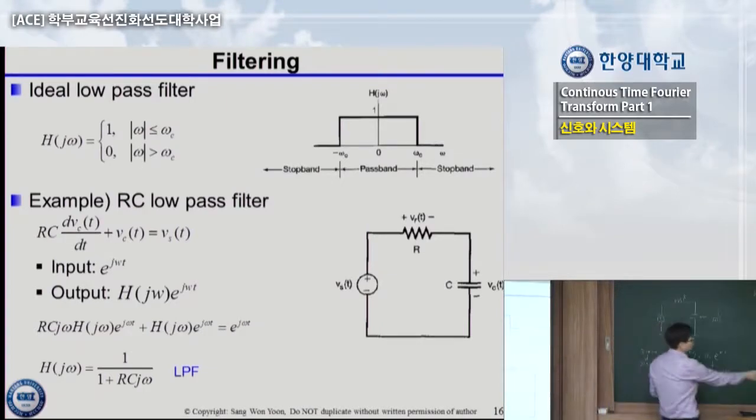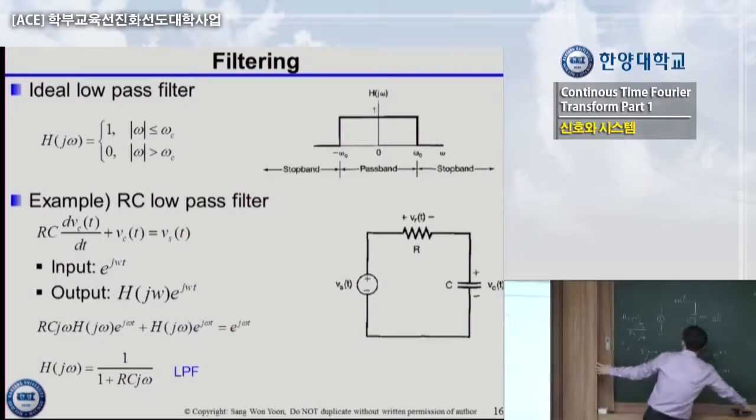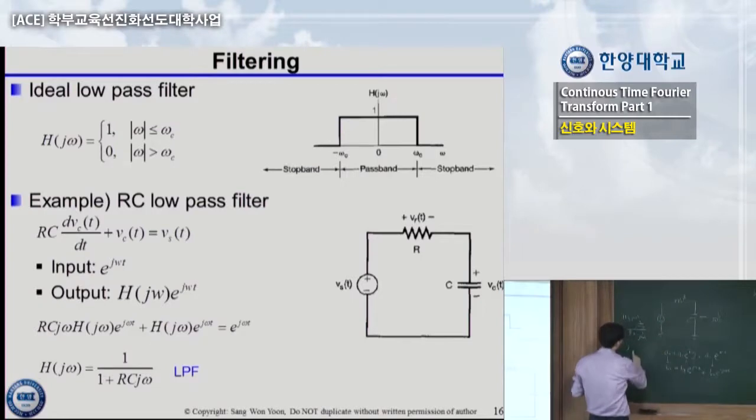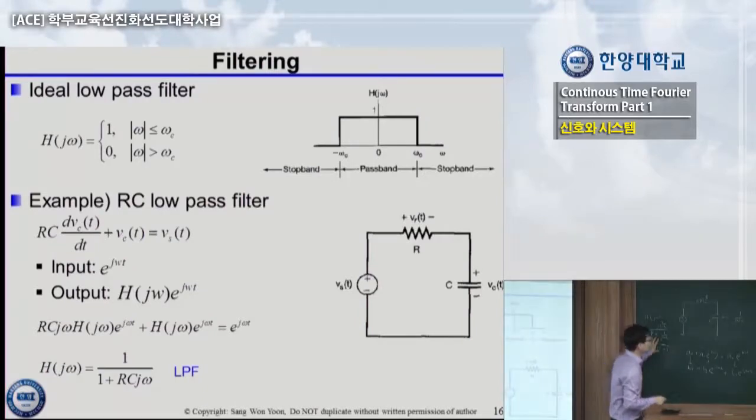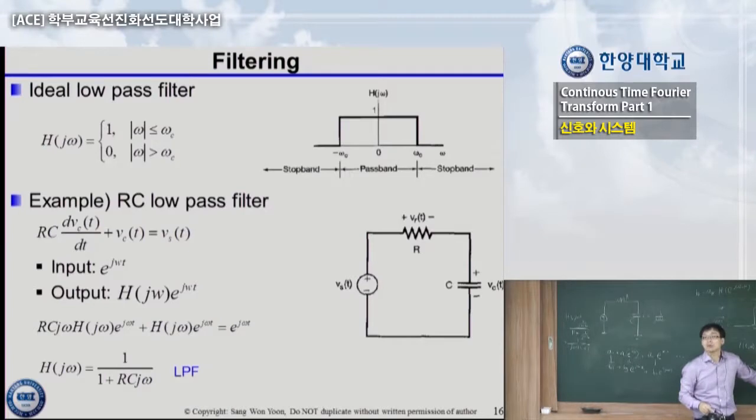So how can you find H? How can you find H? H(j omega) equals 1 over j omega C divided by R plus 1 over j omega C, so 1 over j omega R C plus 1, that's the answer. So if you put this one to here, you will find the output.